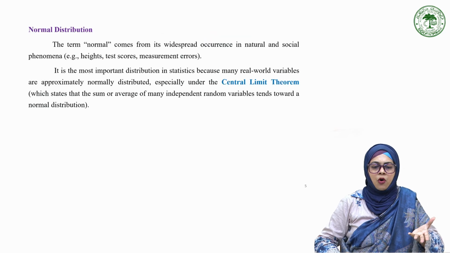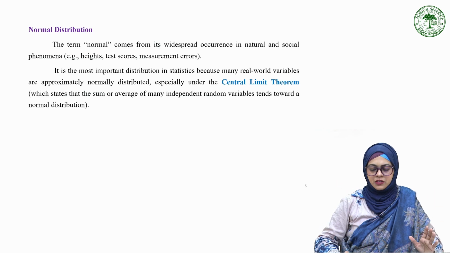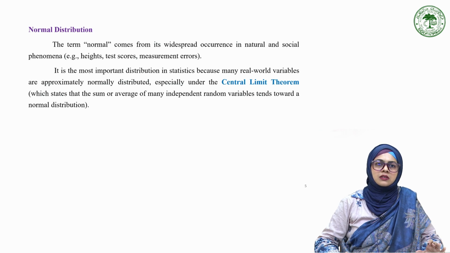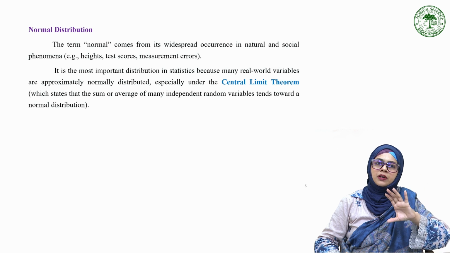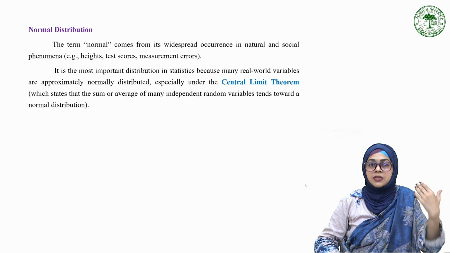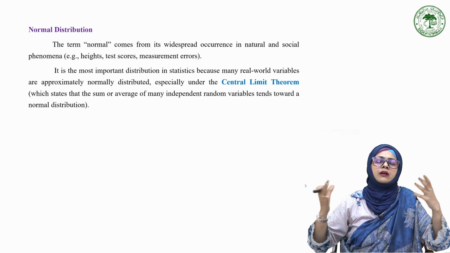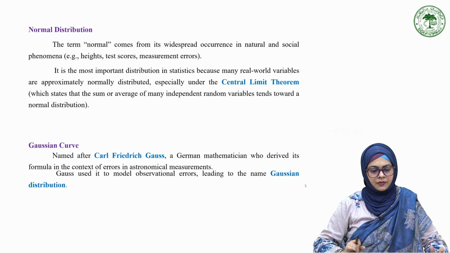So why is it called normal? Because of its widespread occurrence in natural and social science phenomena. It is the most important distribution in statistics, because many real world variables are approximately normally distributed, especially under the central limit theorem, which states that the sum or the average of many independent random variables tends towards a normal distribution.